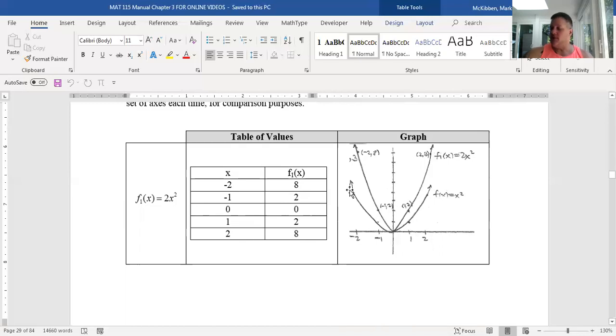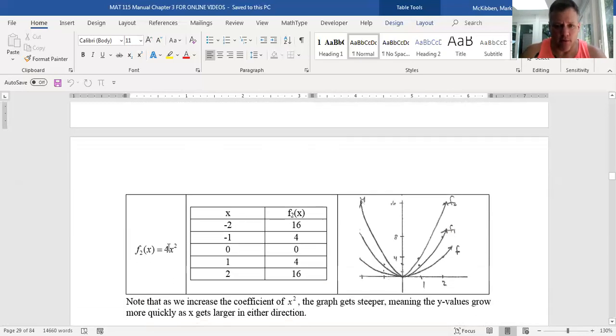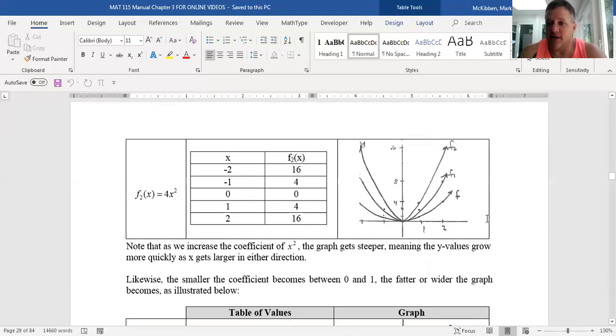It's still symmetric about the y-axis, but this time, since I'm multiplying by 2, a number larger than 1, the outputs are getting larger quicker, and so it squeezes in or compresses towards the y-axis. If you multiply by 4, like we do here, the same exact thing happens more dramatically, in fact, if you compare it to the original x squared.